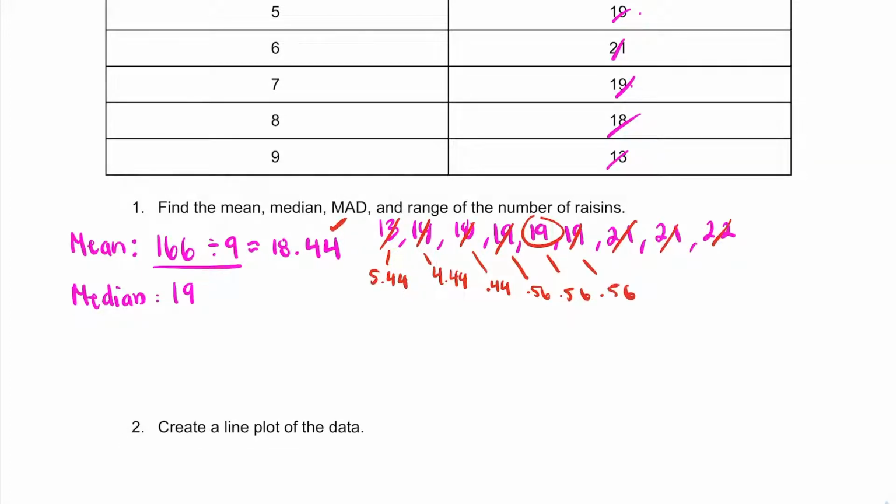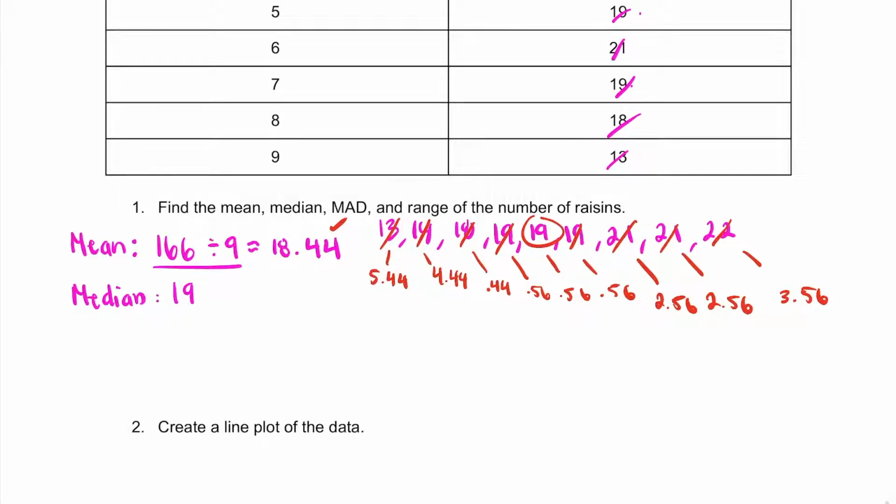I love when we have repeats when we calculate the MAD, because then you only have to do it once. It makes things a lot easier. 21 minus 18.44 is 2.56, 2.56, another 2.56, and then 22 minus 18.44 is 3.56. There we go.